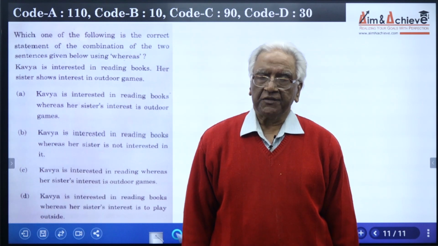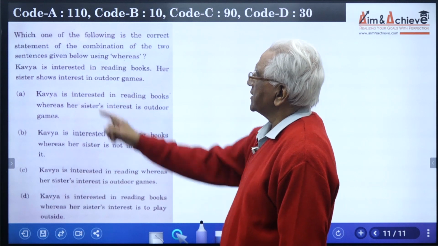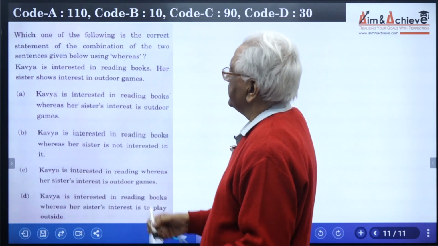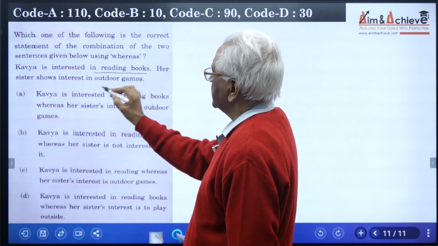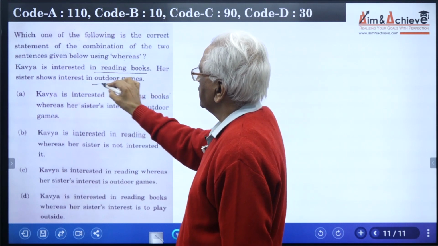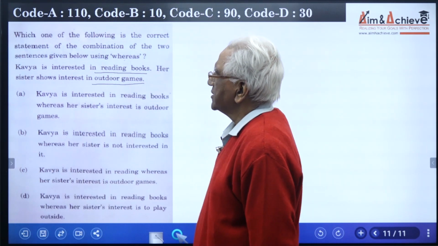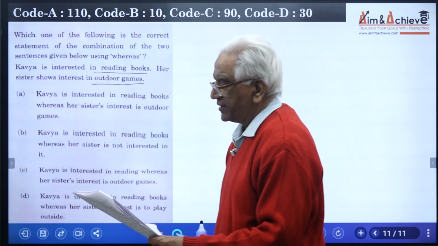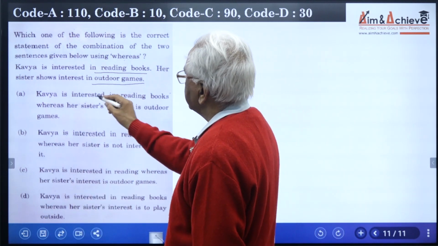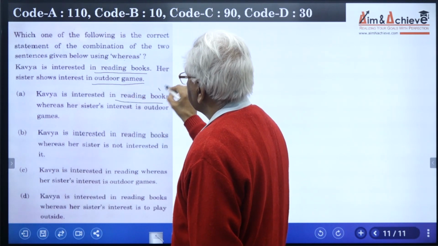Let us read the next question. The two sentences are, first one, Kavya is interested in reading books. Here the sense is in reading books. Her sister shows interest in what? In outdoor games. So these are the two activities which the two sisters are doing. Now with this as the background, let us read the sentences. Kavya is interested in reading books. This is all right, in reading books.